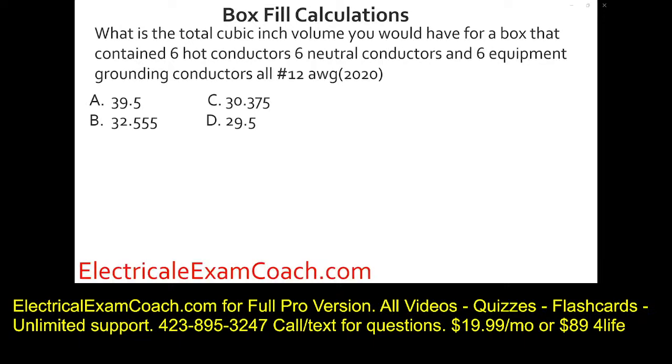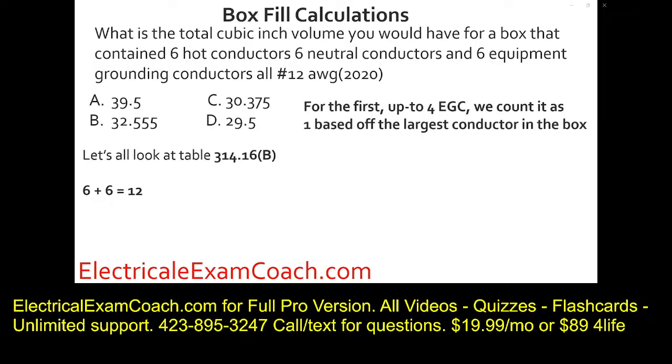What is the total cubic inch volume you would have for a box that contained 6 hot conductors, 6 neutral conductors, and 6 equipment grounding conductors, all of the 12-gauge persuasion in the 2020 and the 2023? First thing we're going to do, we know we take the 6 hots and the 6 neutrals, and we're going to set that to the side. Now we have to deal with the equipment grounding conductors.